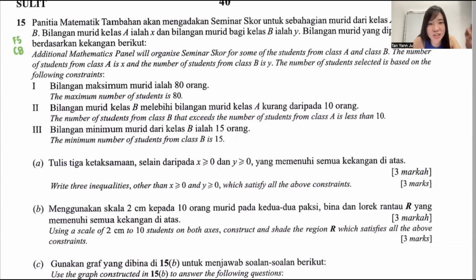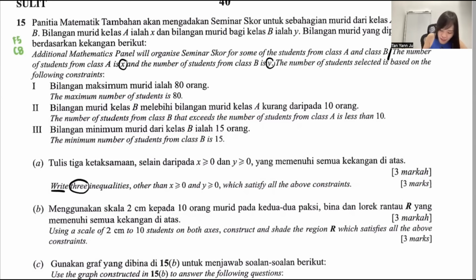You can try. So the additional mathematics panel will organize a seminar for some of the students from class A and B. The number of students from class A is X. The number of class B is Y. The number of students selected is based on the following constraints. Constraints means restrictions, okay? So maybe my classroom is not big enough, or maybe I like boys more than girls, or maybe there are a lot of restrictions. So now, based on all the restrictions, you must be able to write the equations out. Because if you look at A, they ask you to write 3 inequalities other than X bigger than 0, Y bigger than 0, which satisfy all the above constraints.